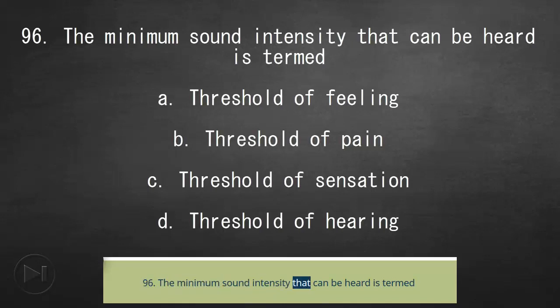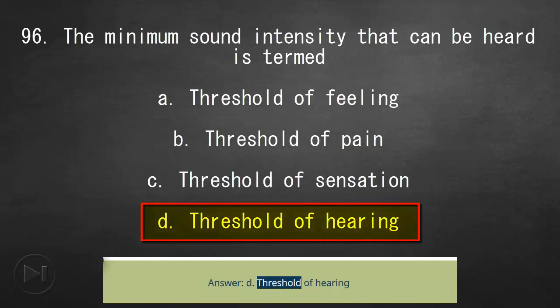96. The minimum sound intensity that can be heard is termed A. Threshold of feeling, B. Threshold of pain, C. Threshold of sensation, D. Threshold of hearing. Answer, D. Threshold of hearing.